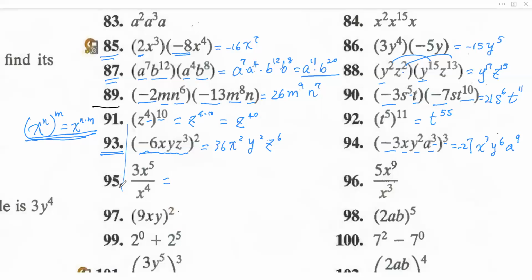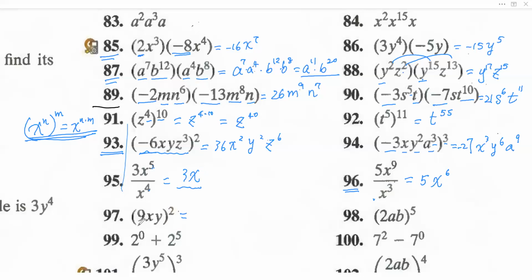All right, this is the quotient rule again, come back here. 3, we just keep it, right? X, 5 minus 4, so you got a 1. So 1, you don't necessarily write out, right? Yep, so you just have 3x, right? All right, 96. Here got a 5, because the coefficient at the bottom here is 1, 5 times 1. X 9 minus 3, so you got a 6.